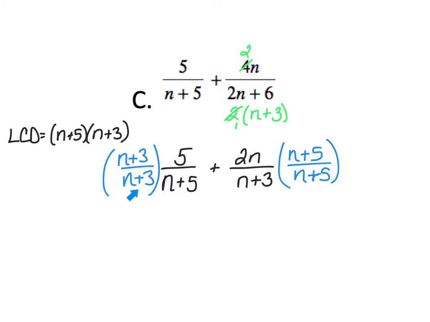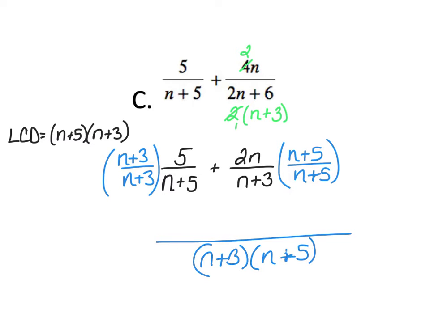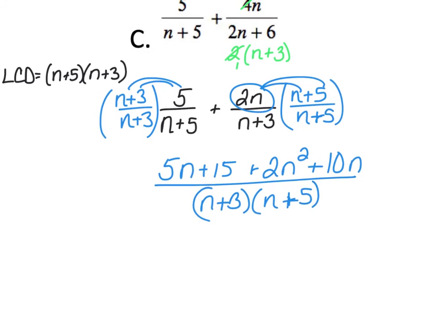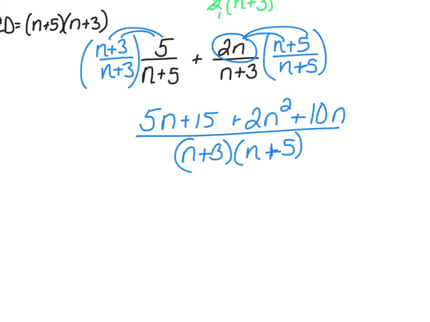So I'm going to begin now by writing my new denominator, which would be n plus 3 times n plus 5. And I don't multiply it together until the end in case any of my factors cancel. And this would give me 5n plus 15. So I'm distributing the 5. And now I'm going to distribute the positive 2n, would be plus 2n squared plus 10n. Now I'm going to combine the like terms in my numerator, producing 2n squared plus 15n plus 15.